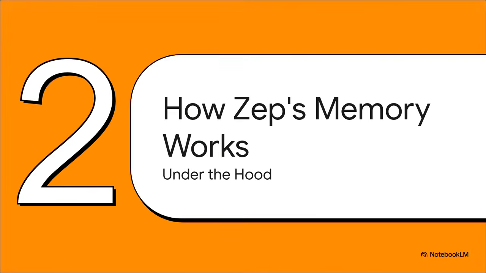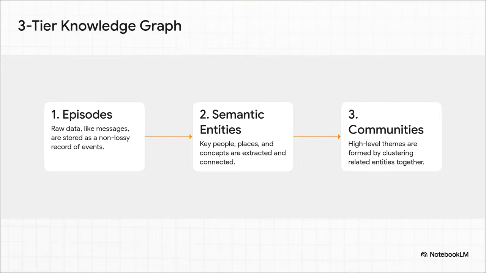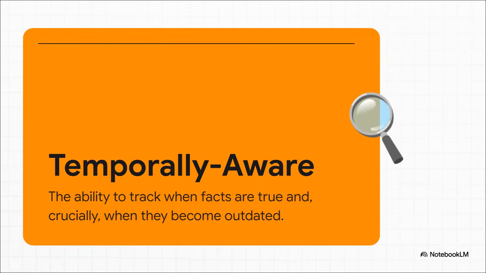Okay, so how in the world does Zep actually pull this off? Let's pop the hood and see how this thing is actually built. So Zep organizes everything into this three-tiered knowledge graph. It's like a pyramid of understanding. At the very bottom, you've got what they call episodes. This is just the raw data. Every single message, a perfect, non-lossy record. Then, from that raw data, Zep pulls out the semantic entities, the important people, places, and concepts. And finally, at the top, it groups those entities into communities, which lets it see the high-level themes and big ideas.